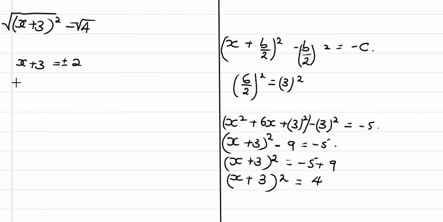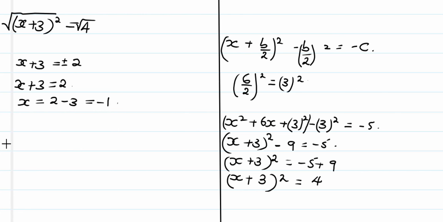So now that we have plus or minus 2, I'll take the first instance where 2 is positive here, and I say x plus 3 is equals to 2. So x will then be 2 minus 3, which is negative 1. That becomes the first solution for that question.